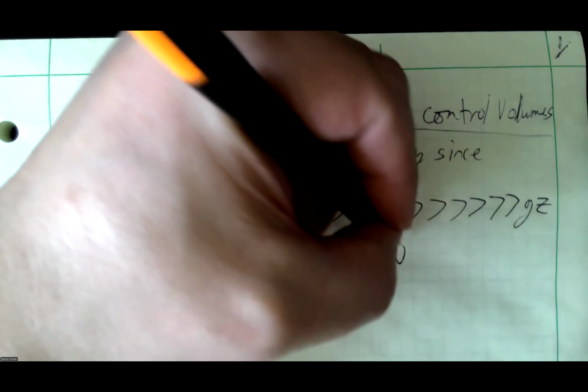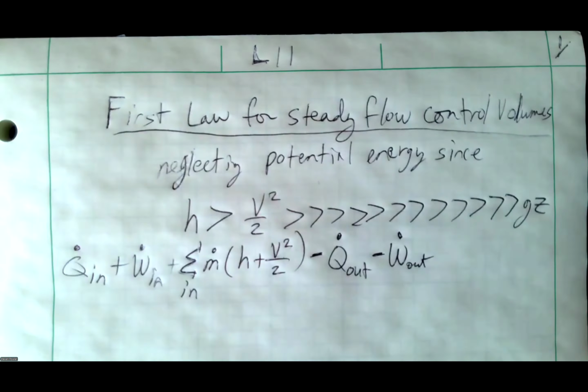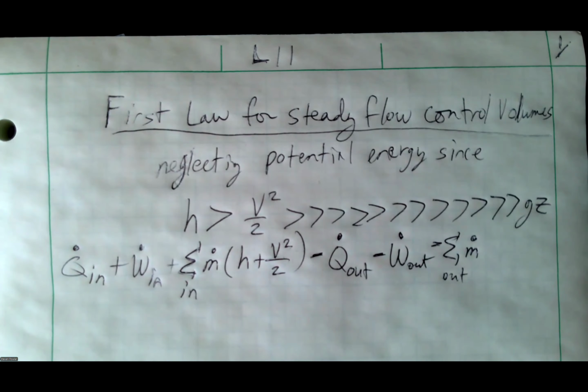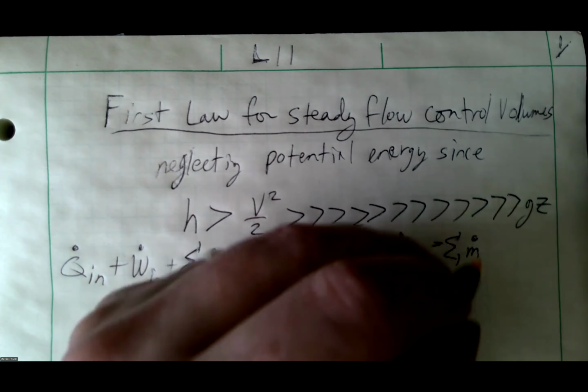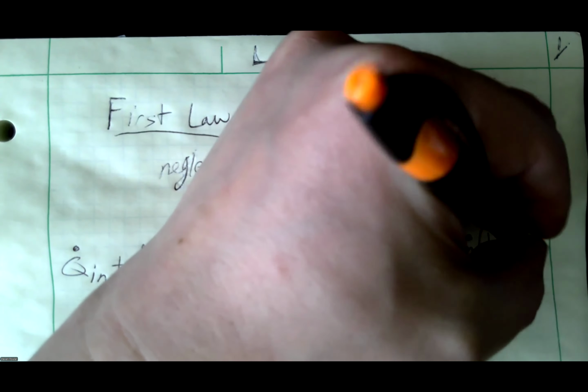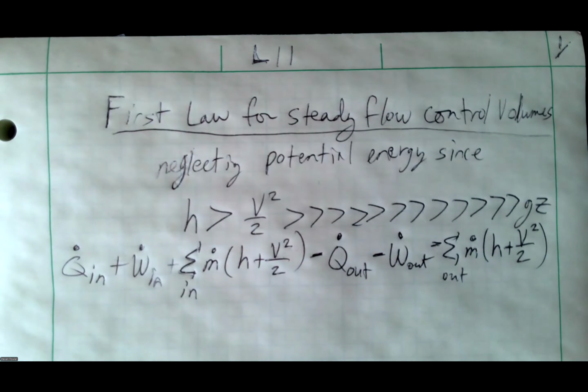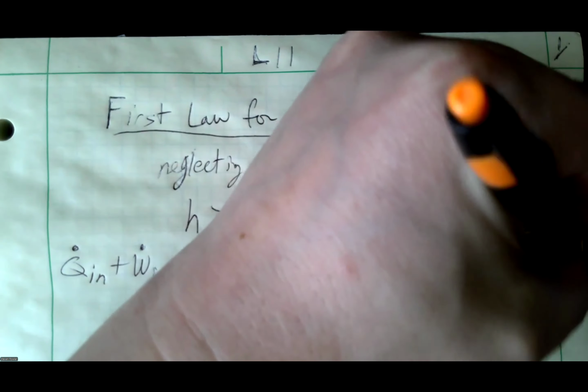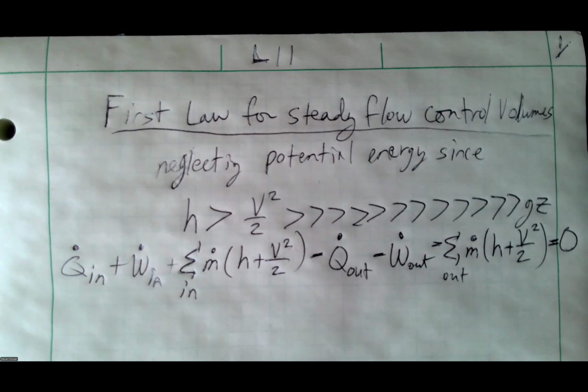Q dot out minus the power output minus the summation across all of the outlets. Everywhere mass is going out, we've got to add up the rate at which energy is being carried out by the mass. We need to know the rate at which mass is flowing out. That's the m dot out multiplied by the enthalpy plus the kinetic energy, that's V squared over 2. And if it's a steady flow system, that sum is going to add up to be 0. That's in minus out equals change, where the change is 0.